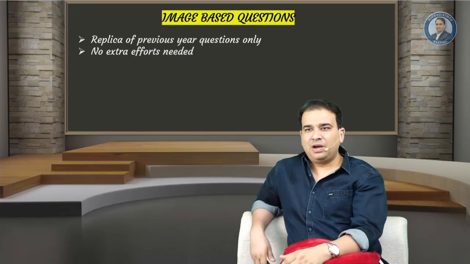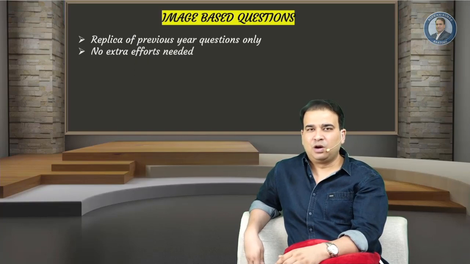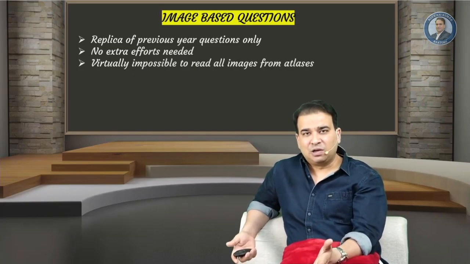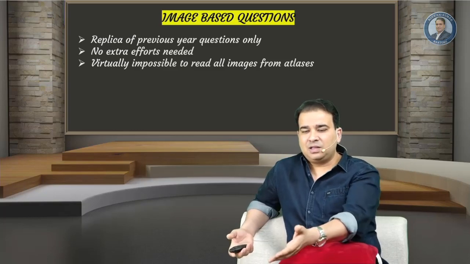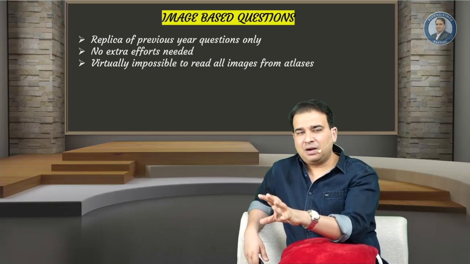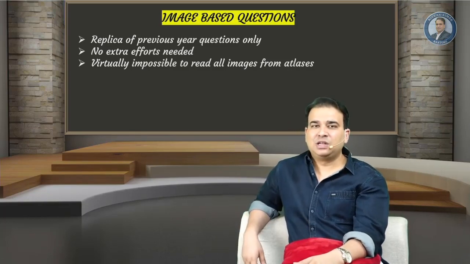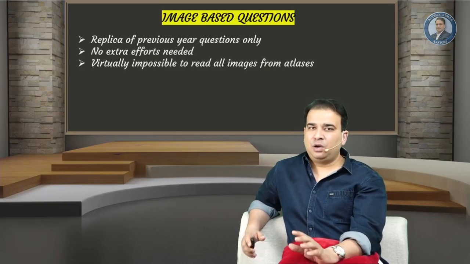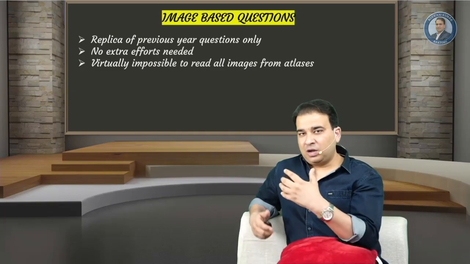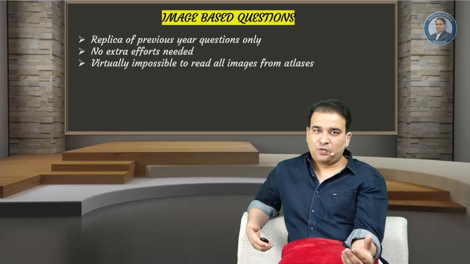And don't try to read everything, and don't try to save every image from Google, because that will just increase your workload. And it's virtually impossible to read all the images from an atlas also. I mean, look at any atlas. If you take the most commonly used atlas in anatomy, that is Netter's atlas, you look at one picture of the Netter's, and you will see there are hundreds of labels around it. You cannot read all those labels. You will end up wasting lots and lots of time on it. So make sure that you have a list of what images you want to read, and that list is based on what questions were asked in the last 4 or 5 years.